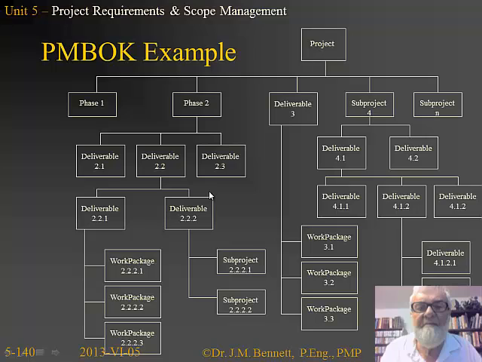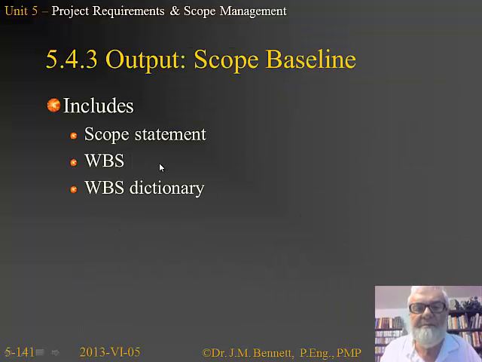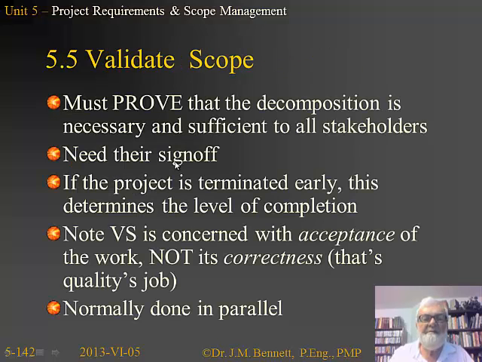And so here's another example from the PMBOK with a bunch of phases and deliverables being delivered. The output from all of this is now going to be the scope statement, the WBS, and the WBS dictionary. So this is huge. Then the final two sections are to validate the scope and to control the scope, and that will be the topic of our next subunit.